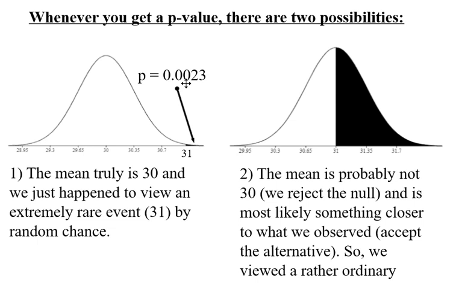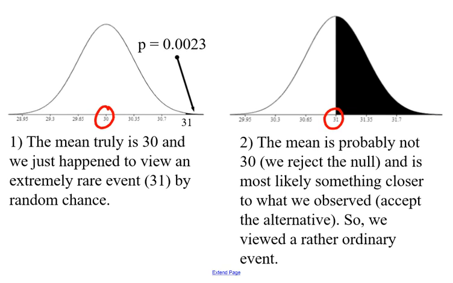The other idea is maybe the average really is not 30. We would reject the null, and most likely the real average is something closer to what we observed, probably closer to 31. So you'll notice that the distribution maybe isn't centered about 30, maybe it really is centered about 31, and we just happen to observe a very ordinary event. And those are the two possibilities, and there is no way to know which one is the true reality.